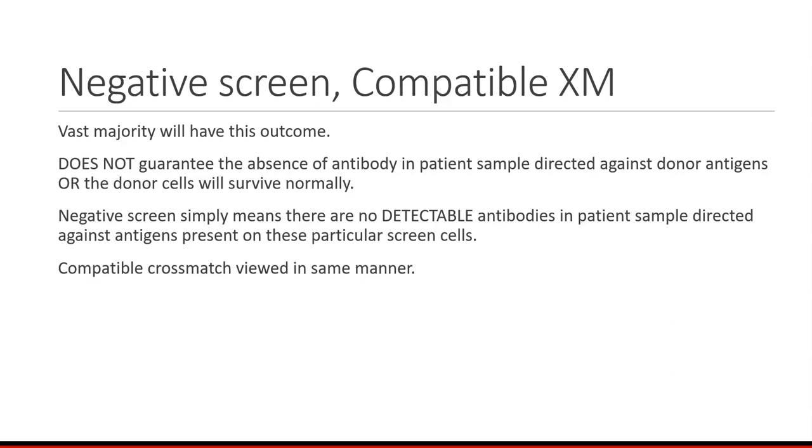So we go ahead and transfuse what appears to be compatible blood, and a reaction or destruction of those red cells can occur. What a negative screen simply means is that there are no detectable antibodies in the patient sample directed against antigens present on these particular screen cells. And the compatible cross-match is viewed in the same manner. A patient may have an antibody, but the relevant antigen isn't present in the test system. So again, most of the time, a negative screen and compatible cross-matches will be the expected outcome for your test.